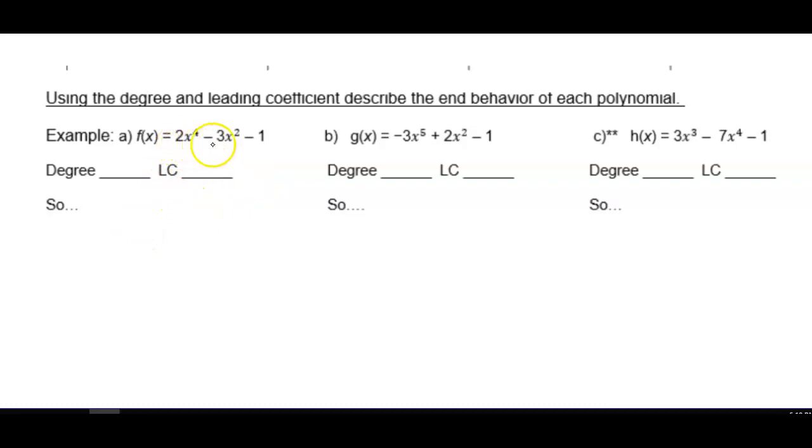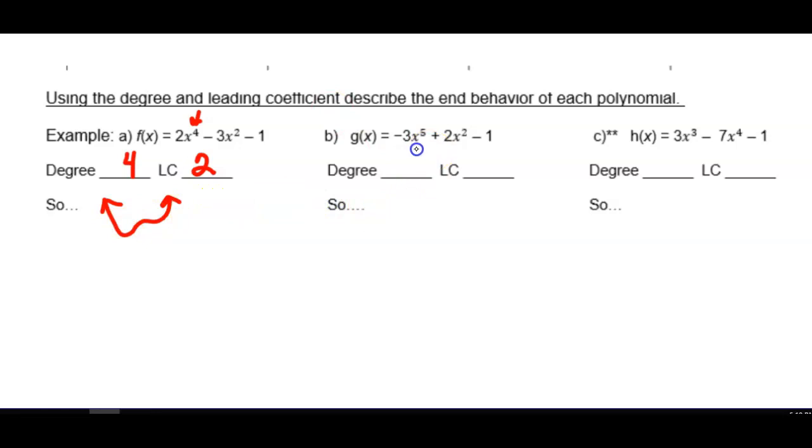All right, all we have to do here is find the highest exponent. It is 4. The leading coefficient on that term is a 2. This is an even degree with a positive leading coefficient, so both ends will be up. Can we just write that? I really don't want to write any more end behavior statements, okay? You know how to write that by now, I hope.